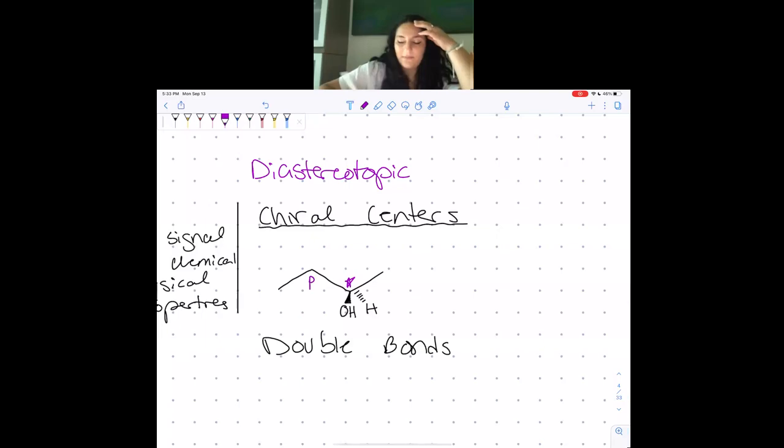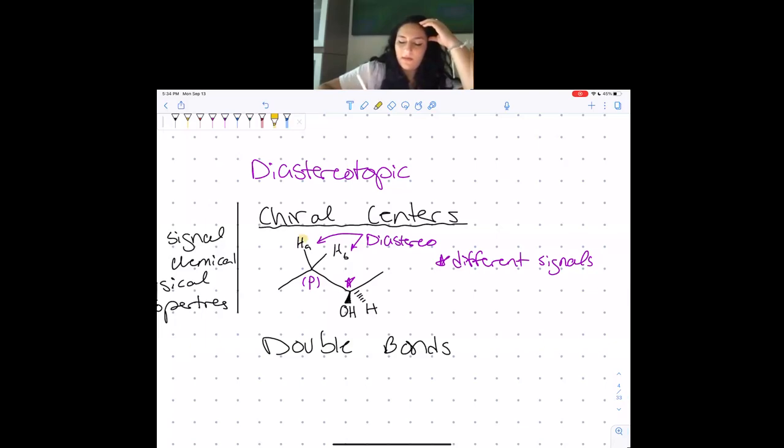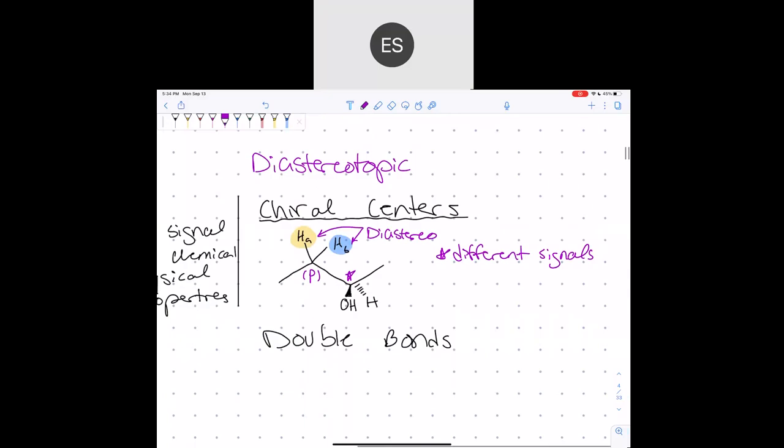And I can repeat that. When we have a chiral center present, every other potential chiral center is going to be diastereotopic. So our potential chiral center right here has HA and HB. Those guys are diastereotopic to one another. And this means that they are two completely different signals. So this is one signal, this is another signal. So is this basically, if we have a chiral center, all the other H's are diastereotopic, or is it just the one attached to the chiral center?